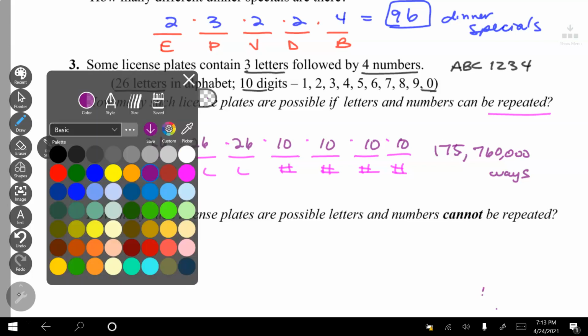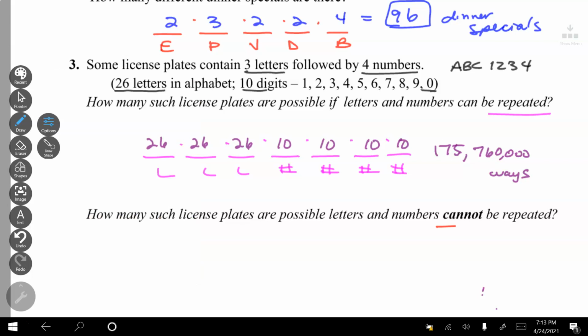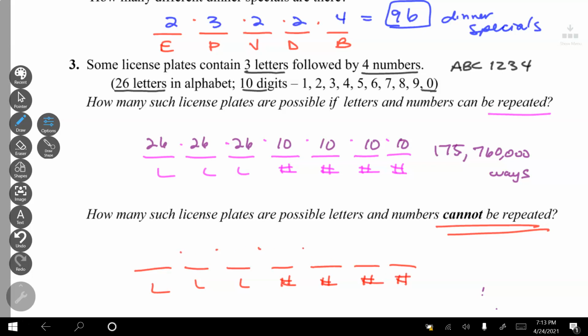What happens if I'm not allowed, if I cannot repeat? It's a big stipulation. So I still have 1, 2, 3, 4, 5, 6, 7, letter, letter, letter, digit, digit, digit, digit, and dots in between because I'm multiplying. But now I cannot have the same thing. So my first letter I have 26 options, but my second letter now I only have 25 because I can't use that first letter. My third letter I only have 24 because I can't use either of the first 2.